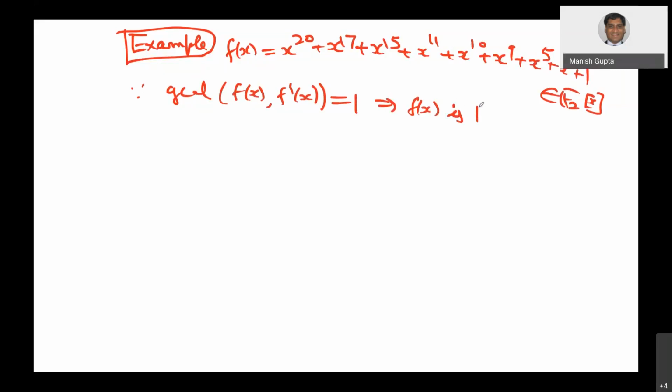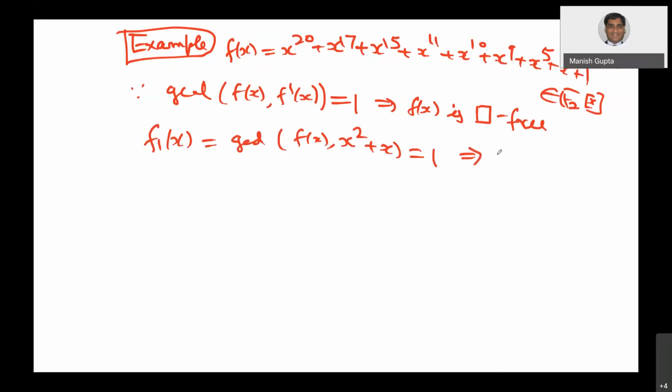This is the previous algorithm that we discussed in the last class, right? There was a lemma that we have done, right? So since this GCD is 1, f(x) is square free. So we can compute f1(x), which will be the GCD of f(x) and x^2 plus x, which is 1. This implies that f(x) has no linear factor, because this GCD is 1.